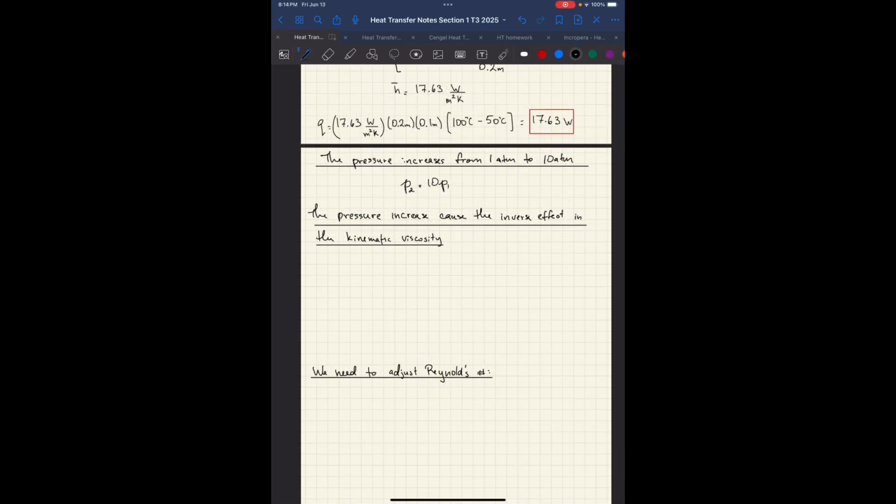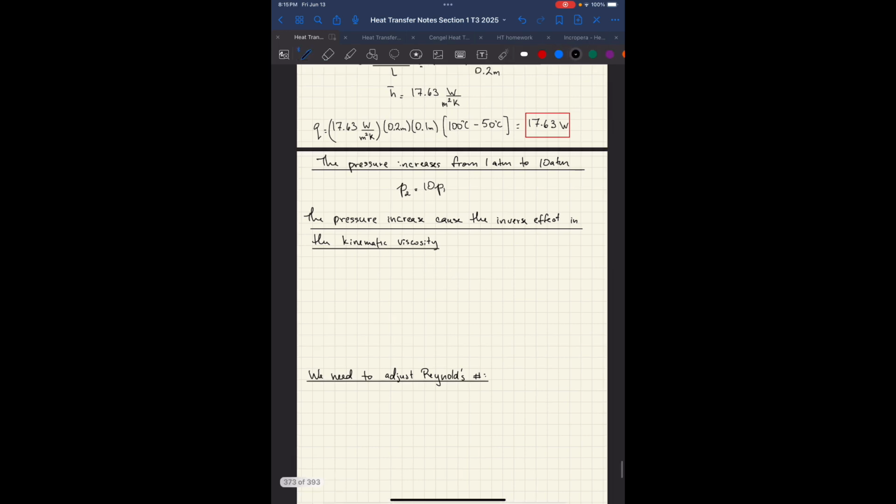So, remember that nu is mu over rho. So nu is basically called kinematic viscosity. Mu is dynamic viscosity. Now remember that as pressure goes up, the density goes up. So if my pressure increases, this guy goes up, which consequently means that kinematic viscosity nu goes down. So it's inversely proportional. So we can set up a proportionality like this.